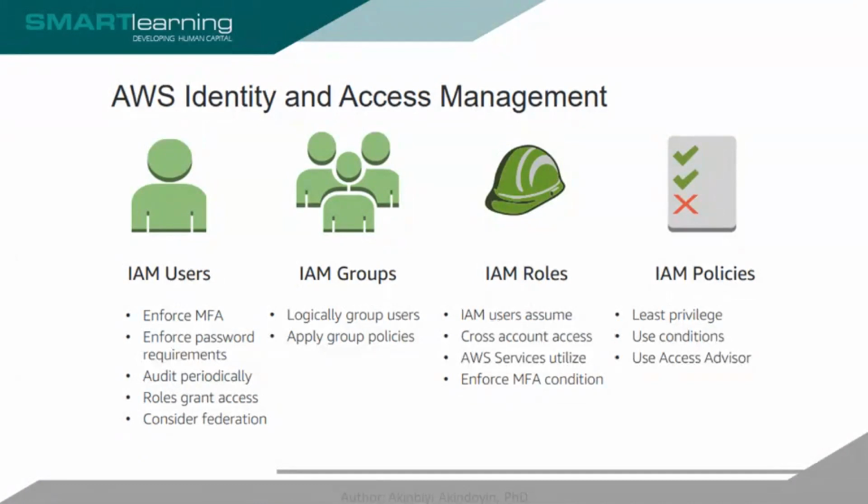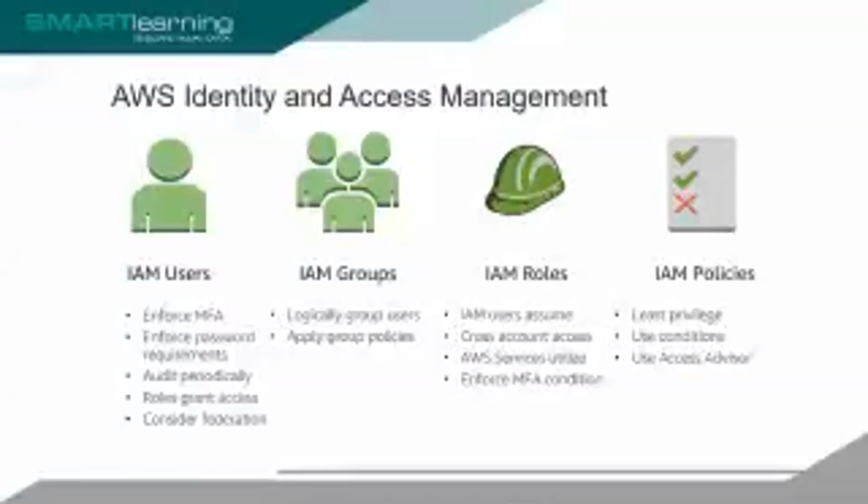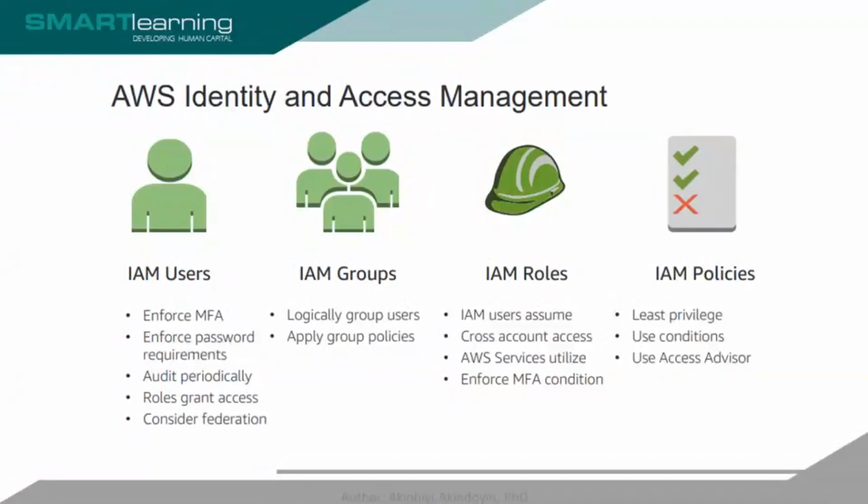Enforce a password requirement policy. So make sure you ensure that passwords are not easy to guess. So make sure you have those policies enforced. You audit periodically. Make sure you do periodic audits to ensure that you don't have foreign users trying to get access to your environment. And again, don't use users to grant access. Make sure you use roles. We're going to talk about IAM roles very soon. So make sure you use roles. Don't use users to grant access to resources within the AWS environment.